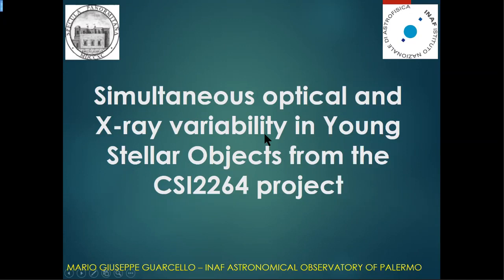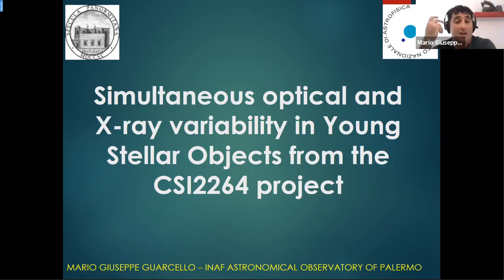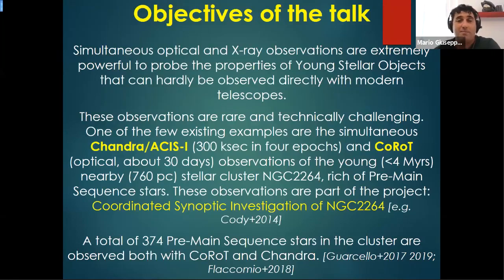Yes. Okay, perfect. So what I want to do today is to show you the capability of the studies in the time domain, combining optical and X-ray data to study the properties of the young stellar objects. I will show you this by using the results taken in the framework of the CSI 2264 project, which was focused on the young cluster NGC 2264, which is less than 4 million years old. It's very rich in pre-main sequence stars.